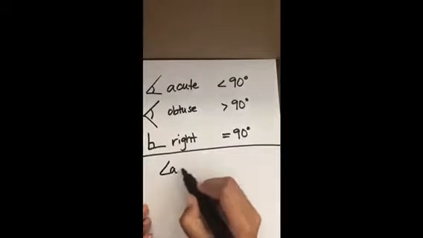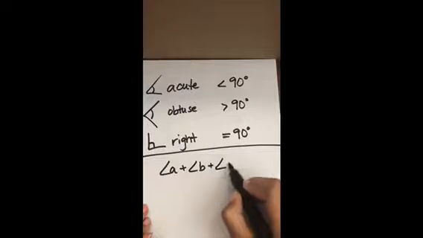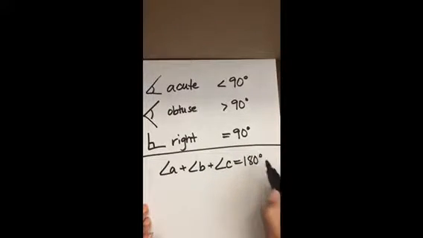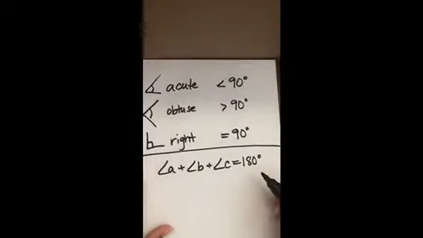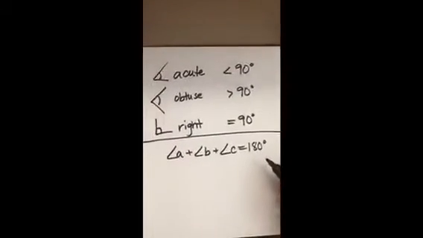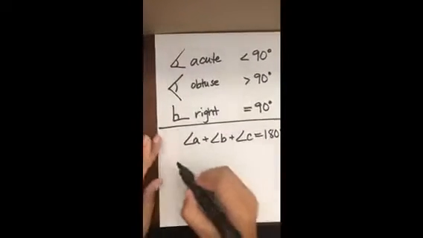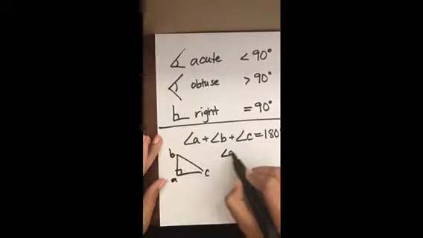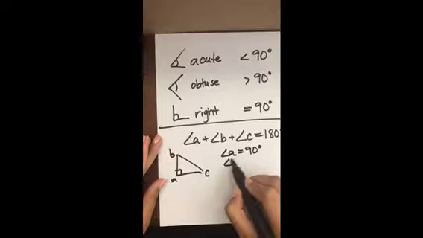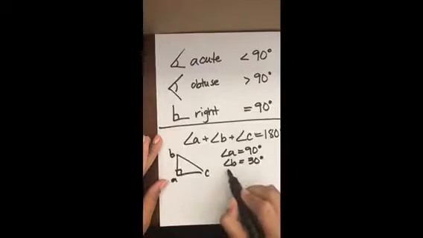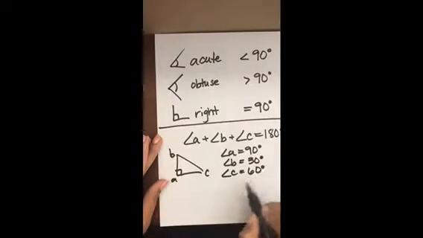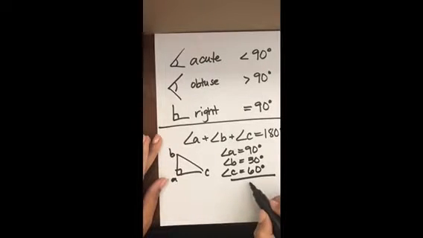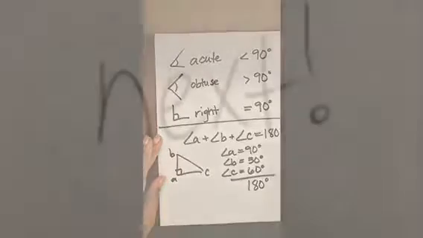There's a formula that shows us that every angle in every triangle totals to 180 degrees, which is angle A plus angle B plus angle C equals 180. For example, if we have a triangle that looks like this, we will say that angle A equals 90 degrees, angle B equals 30 degrees, and angle C equals 60 degrees. We can then total this and say that all these angles added together sums to 180 degrees.